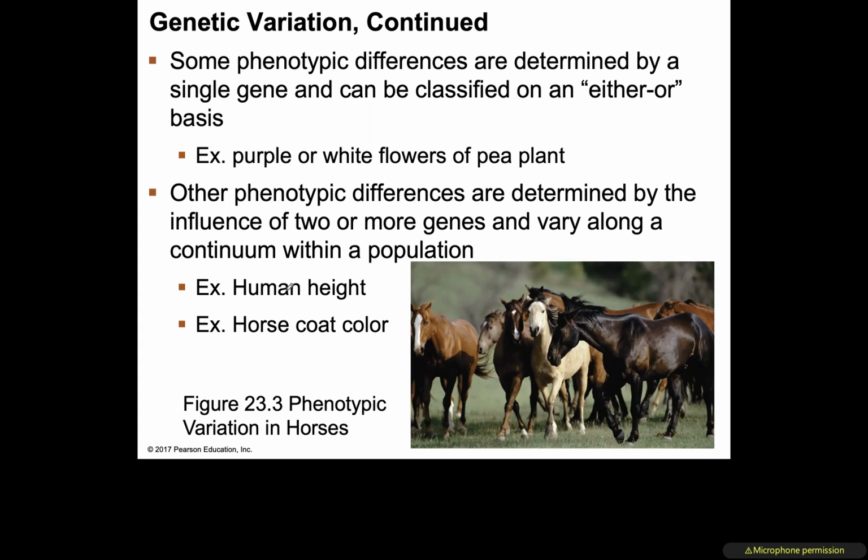So human height is a perfect example of using more than one gene. Human height is a result of 3 different gene combinations coming together. Go ahead and stay here for a moment. I'm going to go ahead and find a nice little human height example.